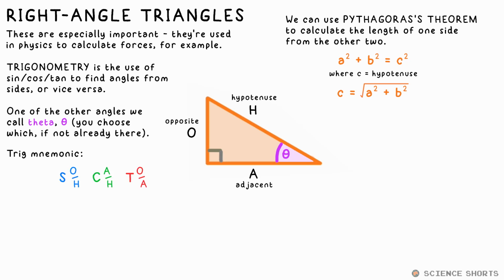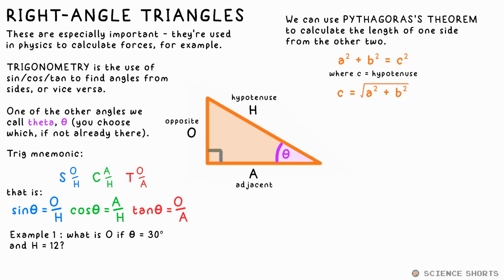We can then use our mnemonic SOHCAHTOA. That is sine theta, theta just being the angle that we're looking at, equals opposite over hypotenuse. Cos theta equals adjacent over hypotenuse. Tan theta equals opposite over adjacent. You just choose the one that has the two things you know in.